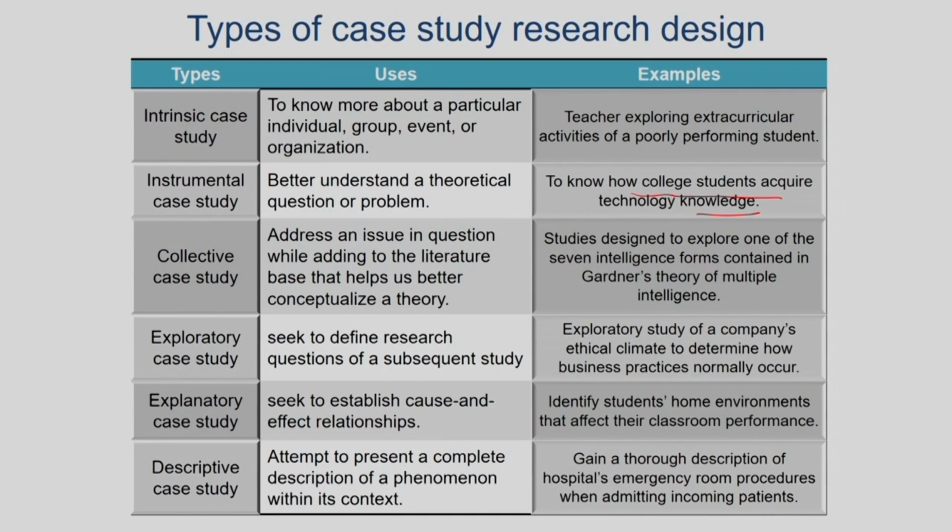The use of a collective case study is when we are addressing an issue in question while adding to the literature base that helps us better conceptualize a theory. One of the examples could be studies designed to explore one of the 7 intelligence forms contained in Gardner's theory of multiple intelligence, where there is an established theory that is taken into account, and case studies can be designed to explore various other forms of intelligence that can add on to the already existing theories.